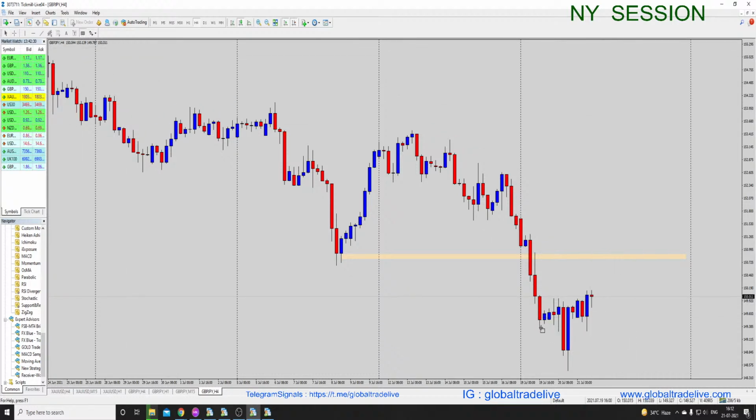So I can see a fake out move happened at this point. So yeah, I think GBP JPY should be moving up, so my bias for GJ is bullish. I'll be looking for buy trades in GBP JPY, and let's see, Nishal just sent me a chart a few minutes back. Let's just check that out.